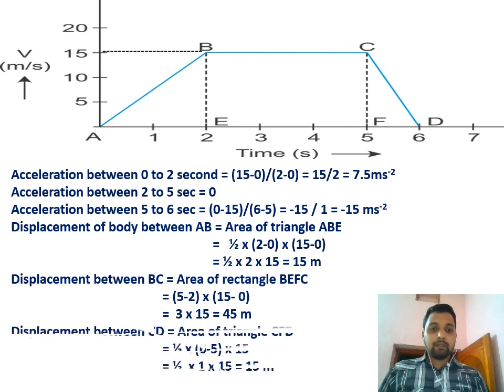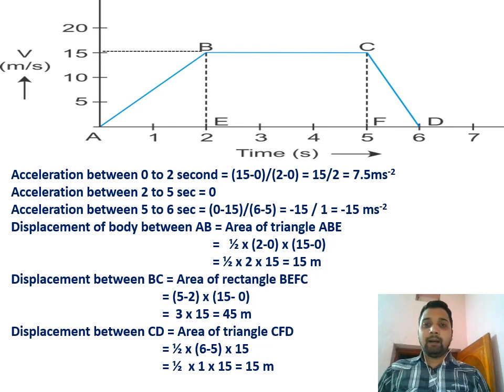Next, if we look at the CD part, or the 5 to 6 second part, again it is forming a triangle. To find the area of a triangle, half into base into height. Here base is 6 minus 5, so half into 1 into 15, so you get 15 meter. This way we can find the acceleration and displacement for a given velocity time graph.